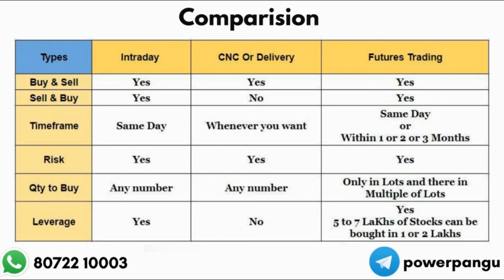So going long, you can buy and sell in intraday. In CNC you can buy and sell, but in futures also you can do buy and sell. It is the same across all the segments. If you see sell and buy, you can do that in intraday, that is going short. In CNC you cannot sell and buy, you can only do buy and sell. And in futures you can short it. So this is the advantage in futures. You have the leverage, plus you also have the time frame.